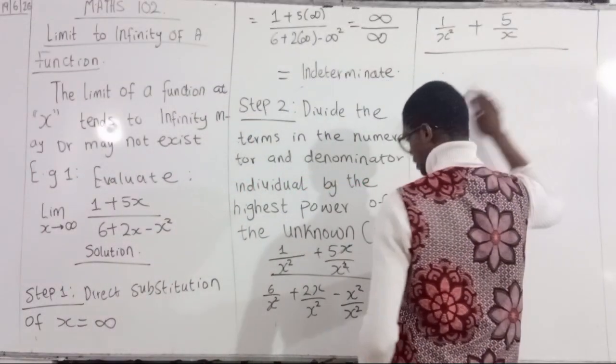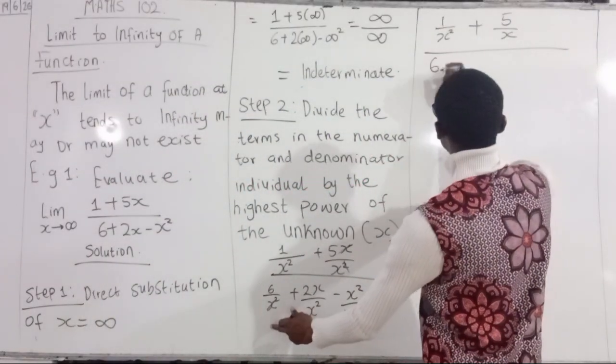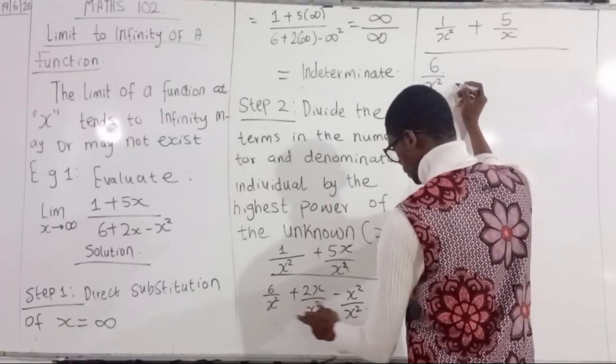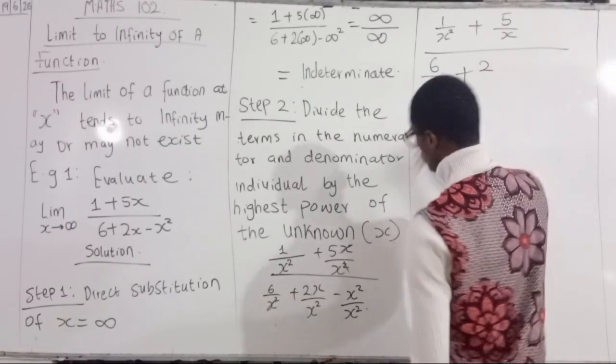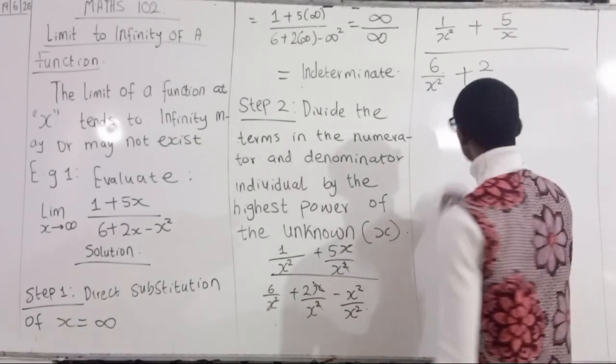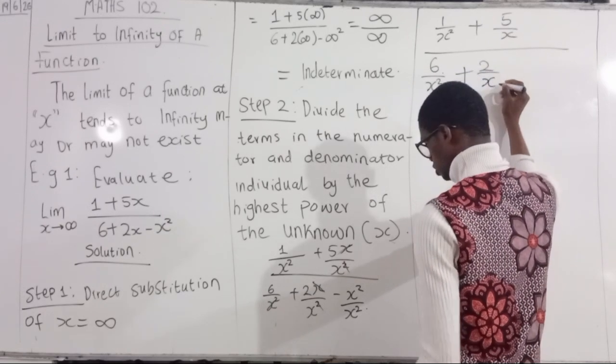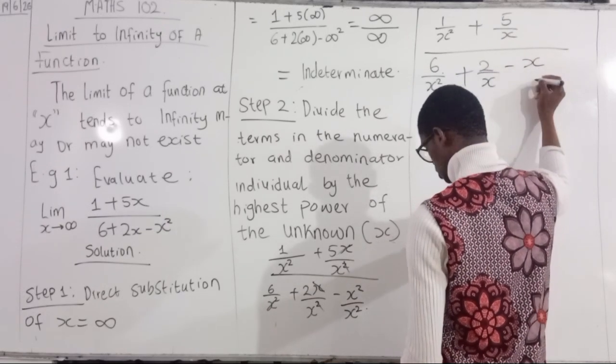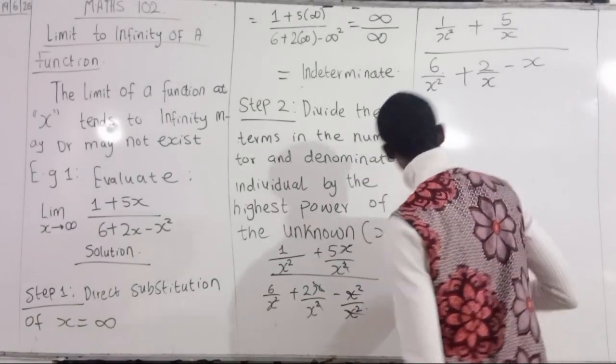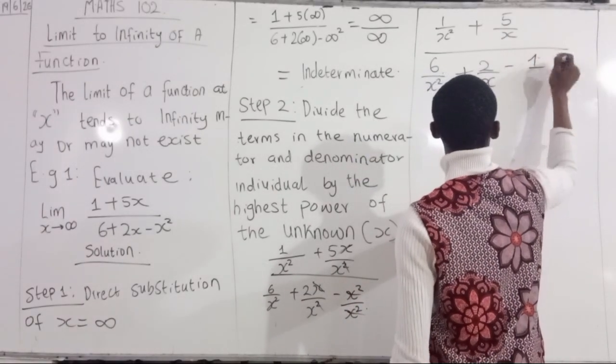Now if you divide it, what will you be dividing it by? 6 over x squared plus 2, the same thing happens here, right? 2 all over x. So we'll have this minus x squared divided by x squared, which will give you 1.